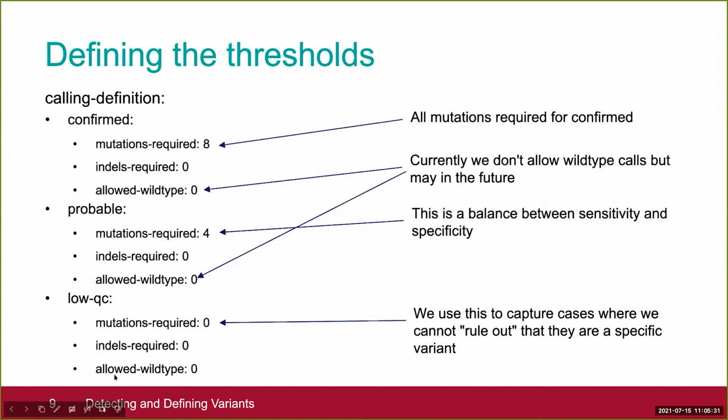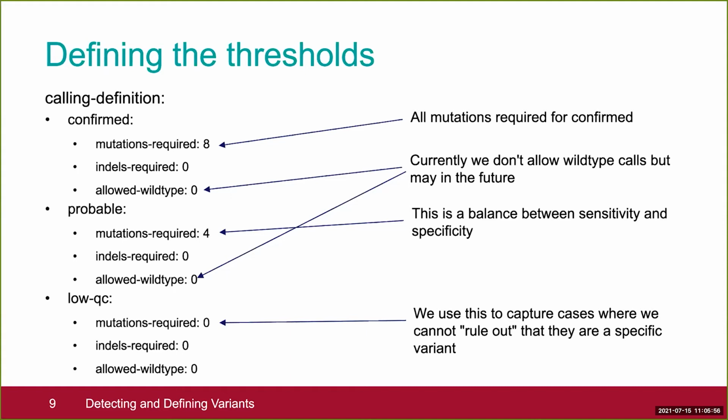That brings me on to the calling definition. We have three categories. The confirmed category is where all of the mutations are present. Everything that we've decided is defining for that variant is present in those sequences, so we are confident that it is that variant. Then we have a probable definition, and that is your balance between sensitivity and specificity.